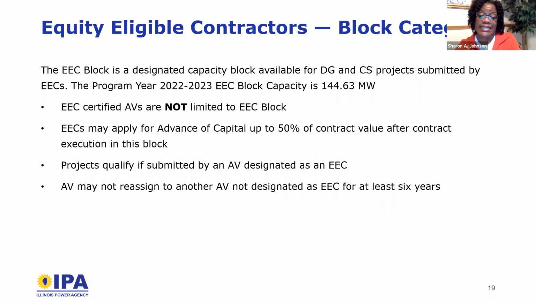And lastly, for the program year 2022 to 2023, the EEC block capacity is 144.63 megawatts. What this means is the EECs can apply for advanced capital for up to half of the contract value of their contract that's executed in this block. EEC certified AVs are not limited to this particular EEC block, and projects qualify if submitted as an approved vendor who is designated as an EEC. So with that, next slide.